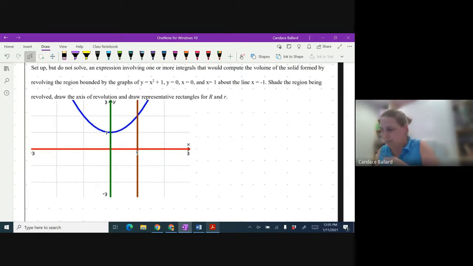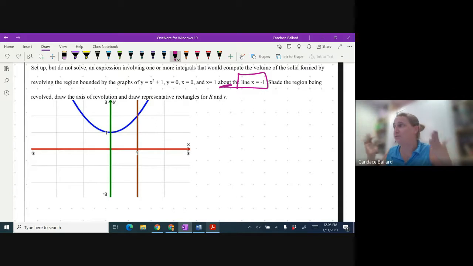So this time, the change that we're making is right here. We're rotating about the line x equals -1. And you want to see that word about. When you see that word about, that's where your axis of revolution is coming next, okay? So I'm going to draw that on my picture.